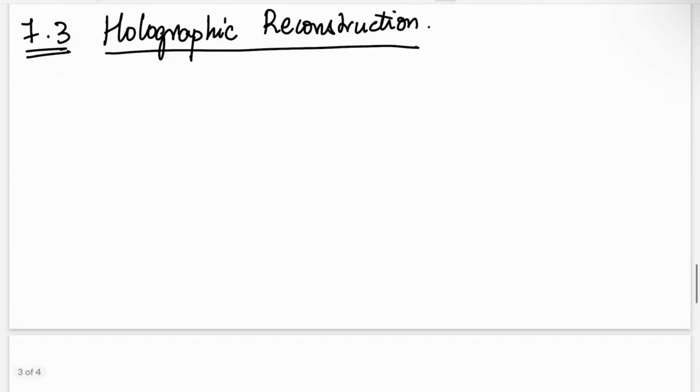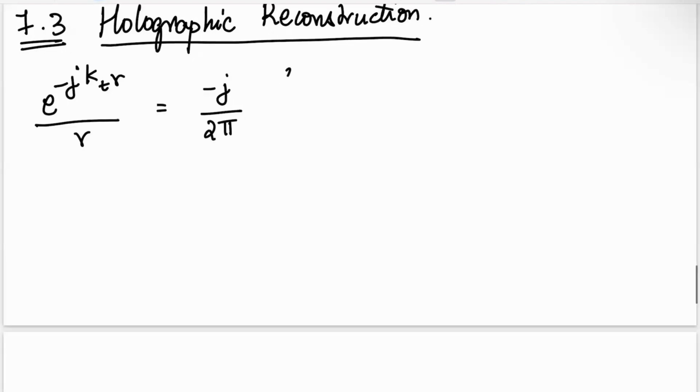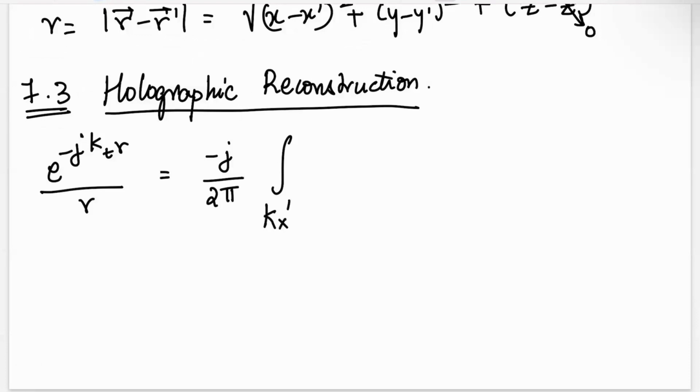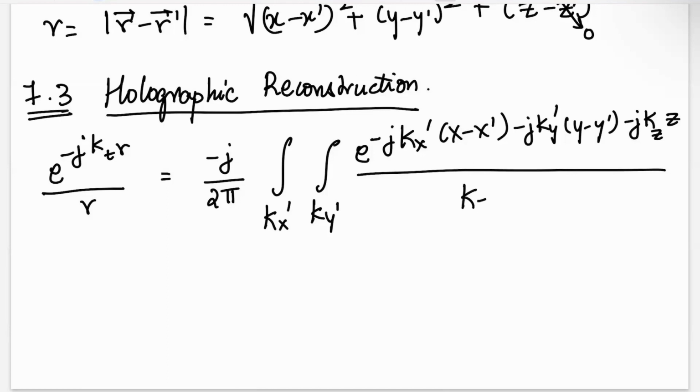It's not that difficult. So we start with something called the Weyl identity, e to the minus j kt r over r, or the plane wave expansion. This is a mathematical identity. I'm not going to prove it, but you can find it in books. It is the double integral over kx prime, ky prime of e to the minus j kx prime (x minus x prime), minus j ky prime (y minus y prime), minus j kz z, over kz, with dkx prime dky prime.